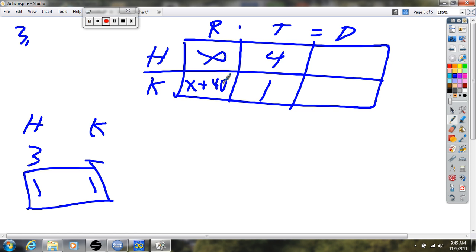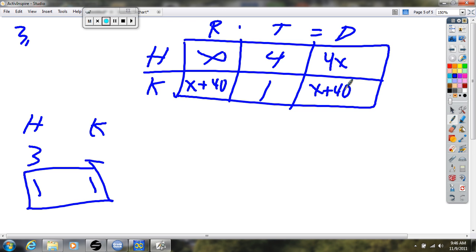This one times this one. I still saw as I walked around this morning, I saw people had nothing but numbers in here. You need the problem. You need this one times this one for this box. That's 4x. You need this one times this one. Well, what's 1 times this? This, right? It doesn't change, so it's x plus 40. Do they tell us anything else? Yes.